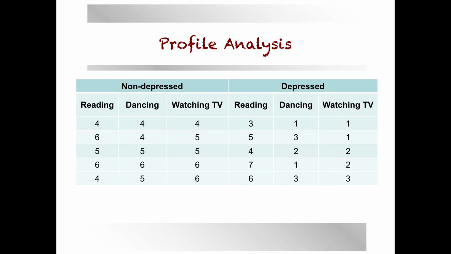You've got 4 people, and they each rate on a scale of 1 to 7 how often they participate in these activities, thereby putting the DV on the same scale. That is, reading rating is 1 to 7, dancing rating 1 to 7. They're all on the same scale, and so that implies we can do profile analysis rather than MANOVA.